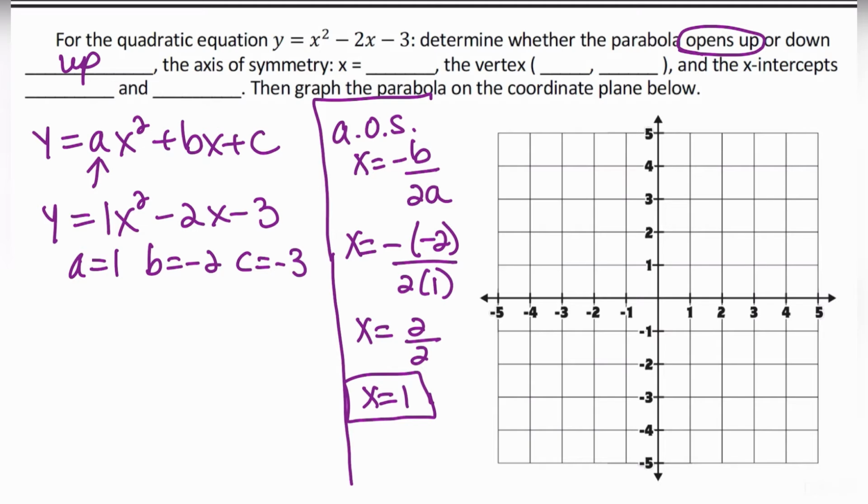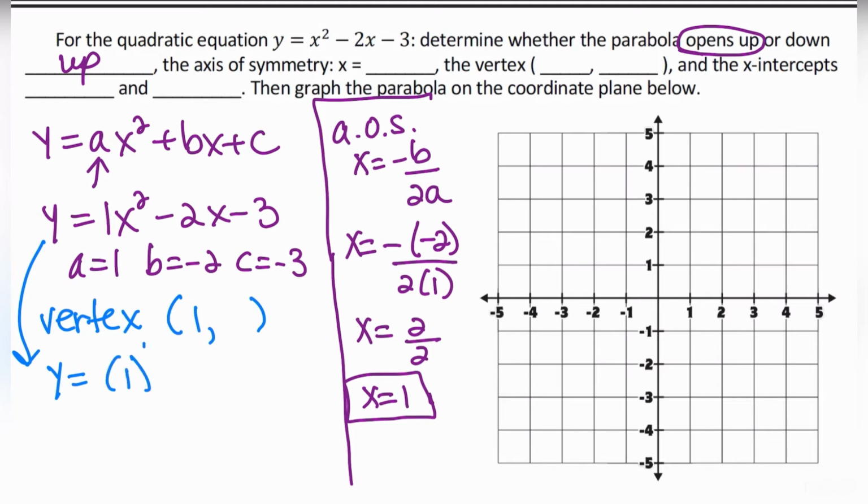axis of symmetry. And like we said before, the vertex is going to have exactly the same x value as the axis of symmetry. So the vertex is going to be 1 comma something. This something we're going to figure out by substituting x equals 1 into the equation wherever you see an x. So the equation says y equals x squared, which again, we're going to substitute x equals 1, minus 2 times x, we're substituting 1, minus 3. So I've rewritten the equation, but I replaced every x with the number 1, then I can solve.